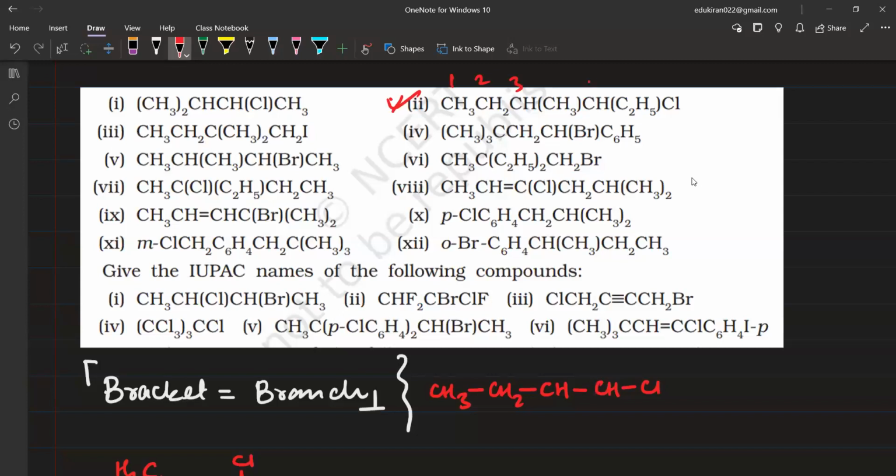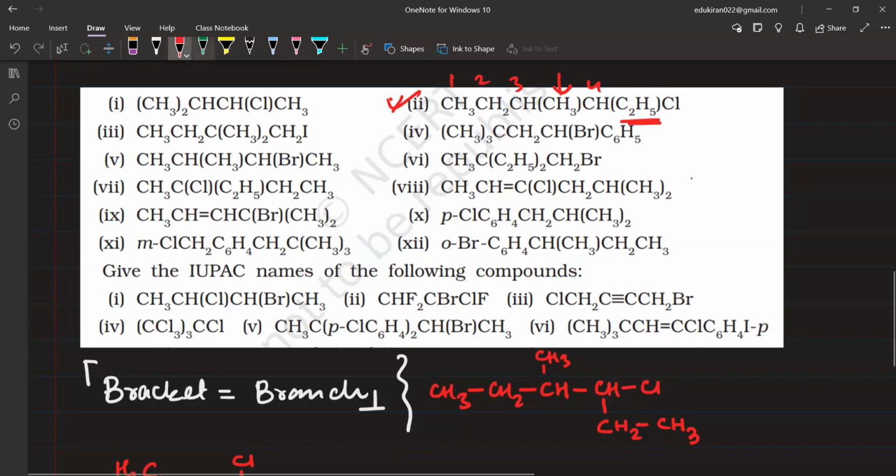Now, where should I add? 1, 2, 3, 4 carbon atoms are there. So where should I attach the CH3? In which carbon? The third or the fourth? Third one, right? So you're going to attach CH3 like this. And what about this C2H5? Where should I attach the C2H5? The fourth one. C2H5 is nothing but CH2, CH3. Got this, Hafsa?